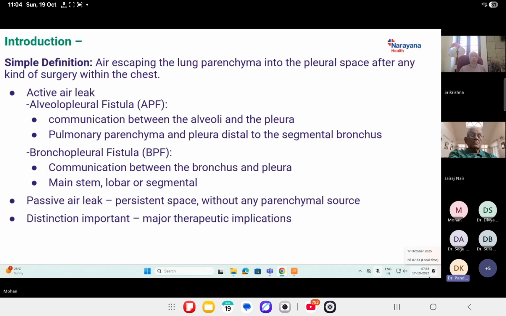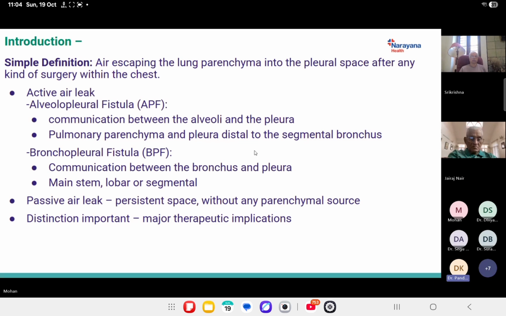So simple definition is air escaping the lung parenchyma into the pleural space after any kind of surgery within the chest. It can be active air leak or passive air leak. Active air leak can be alveolo-pleural fistulas, APFs, communication between the alveoli and the pleura, where pulmonary parenchyma and pleura distal to the segmental bronchus. And then bronchopleural fistula is communication between the bronchus and the pleura, main stem, lobar or segmental bronchus, which is in communication to the pleura. Passive air leaks are persistent space without any parenchymal source of air leak. Distinction is important because therapeutic implications and management principles are different in both.